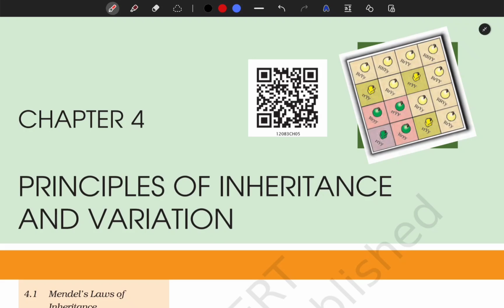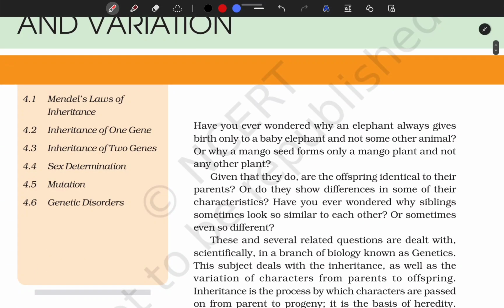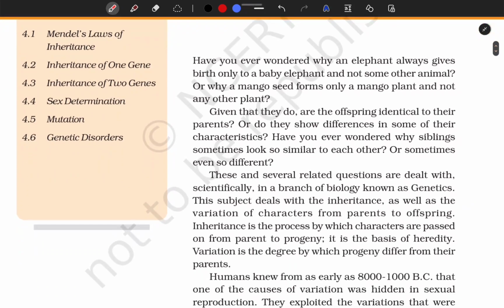Chapter 4: Principles of Inheritance and Variation. Have you ever wondered why an elephant always gives birth only to a baby elephant and not some other animal? Or why mango seeds form only a mango plant and not any other plant?